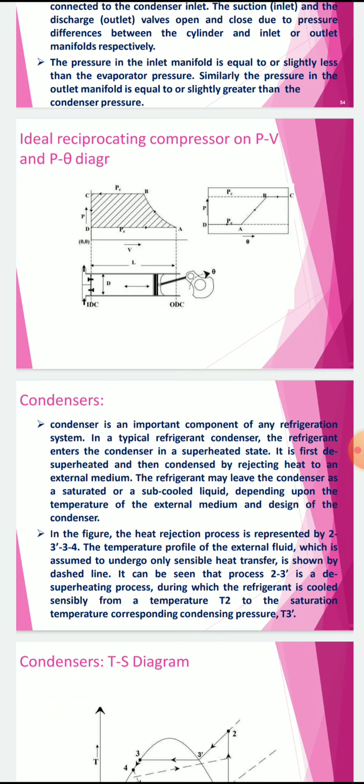Here, A to B, at the point B, after compression the pressure will rise up to the condenser pressure PC, and B to C, constant pressure discharge takes place.